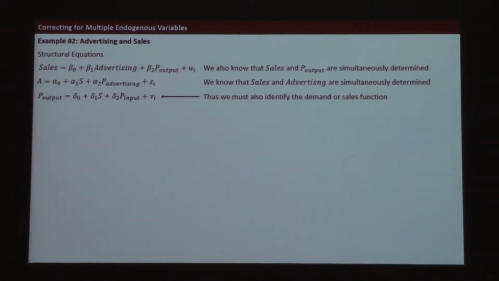Now, we can come up with instruments for advertising using the price of advertising. And we can use an input price as an instrument for our price of output. So here we need 2 instruments, because we have 2 endogenous variables.